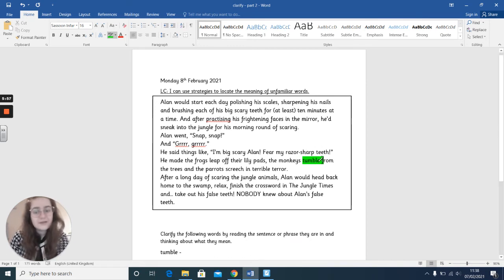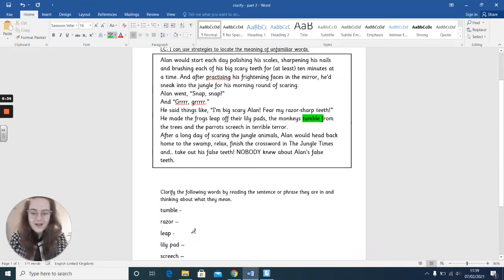So the monkeys are tumbling from the trees. So they were up in the trees, and now they're not in the trees anymore because they're tumbling from the trees. They're coming out of the trees. So I can sort of infer, even if I don't know what the word tumble means, that the monkeys are coming out of the trees. And because they're scared, I think they're falling out of the trees because they're having such a panic. Usually monkeys are really good at jumping from tree to tree, but they're so scared they've lost their ability to hang on and jump from tree to tree, and they're just falling out of the trees because they're panicking so much.